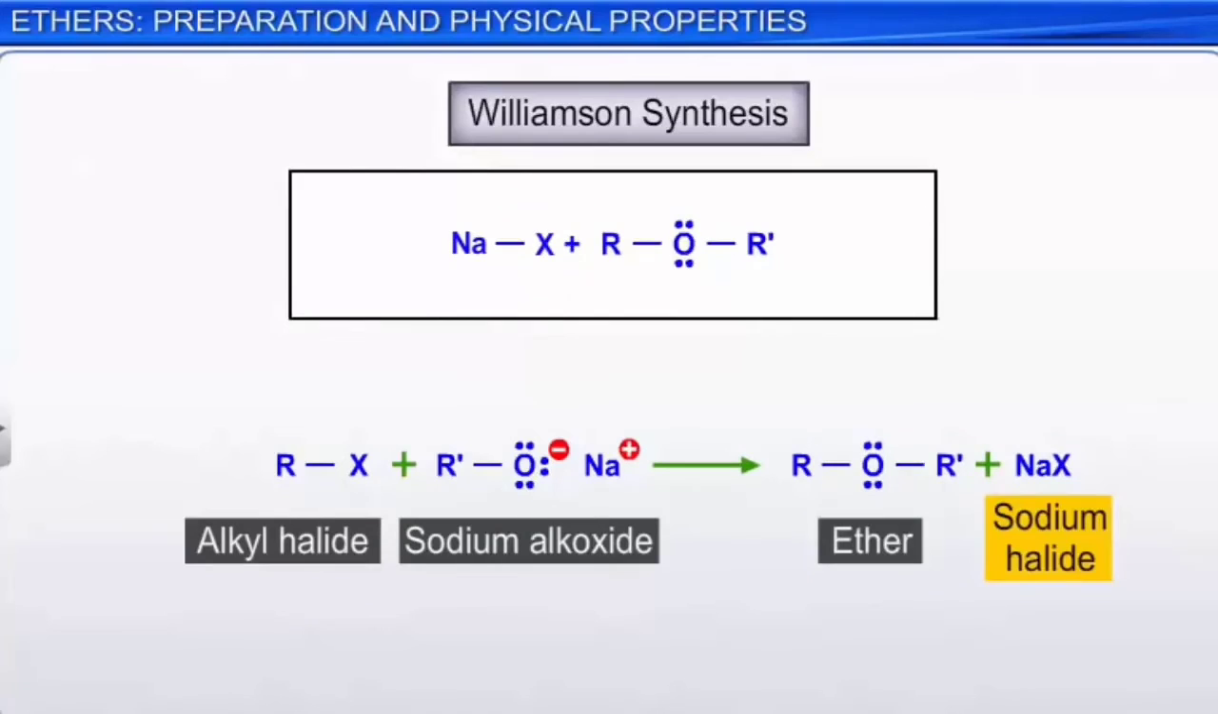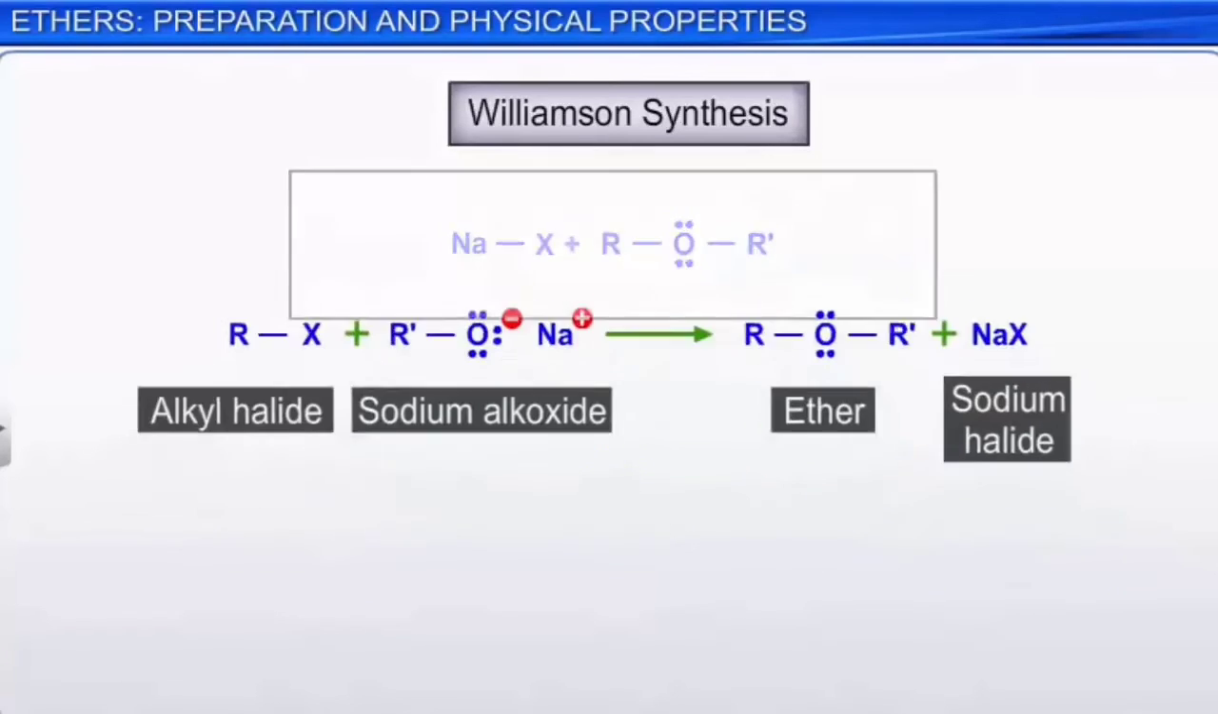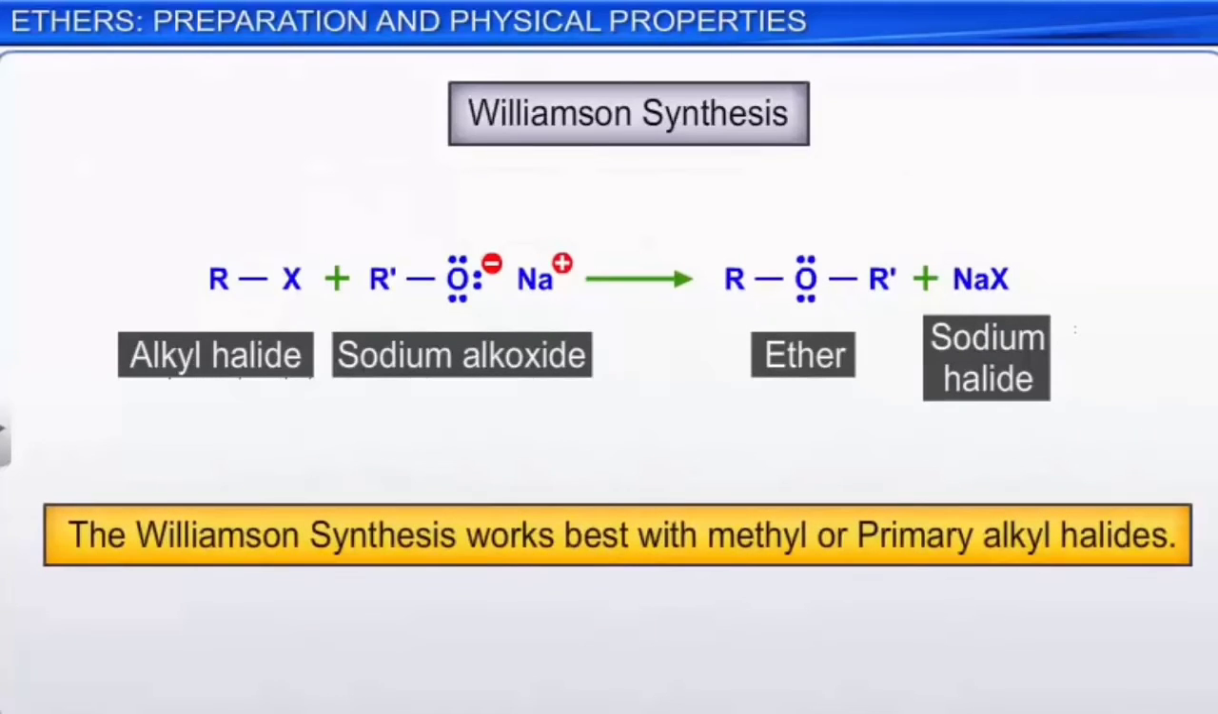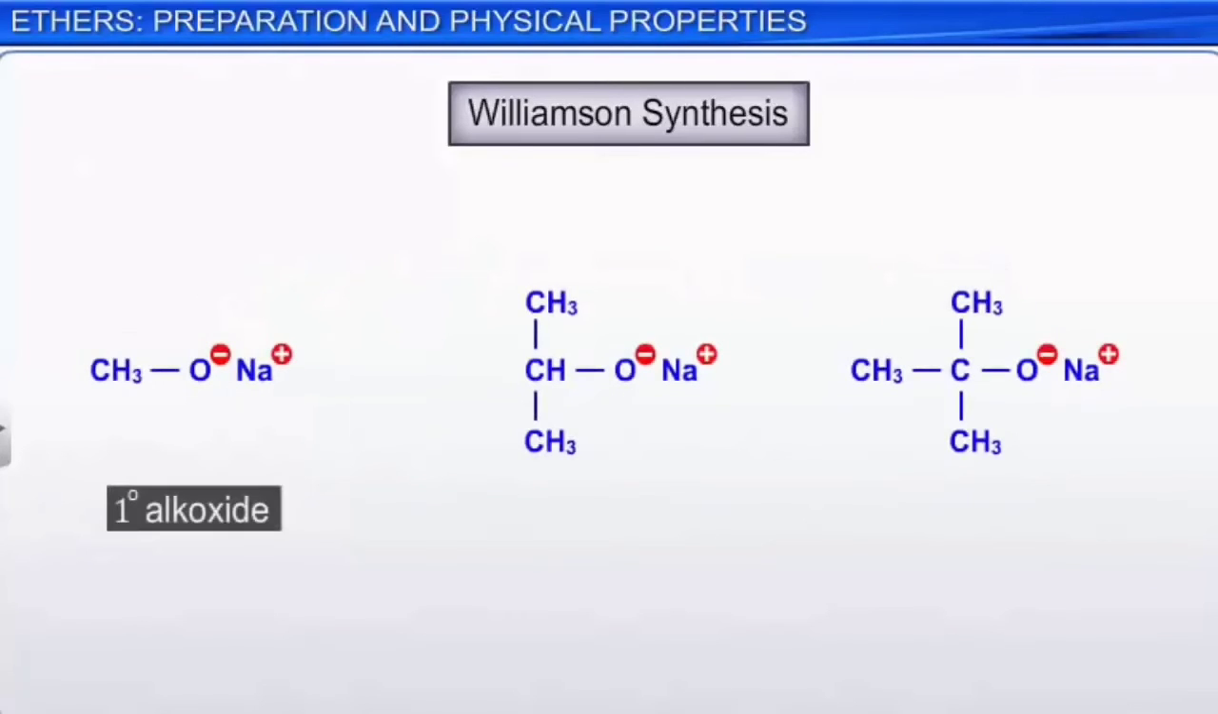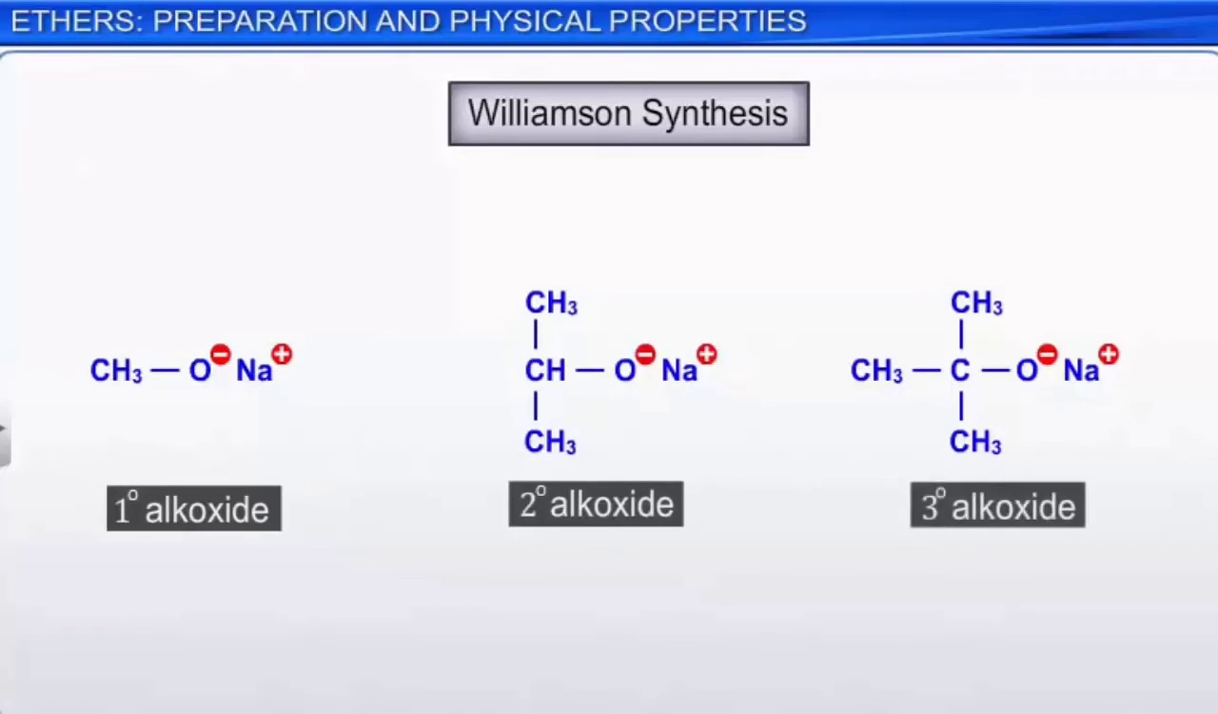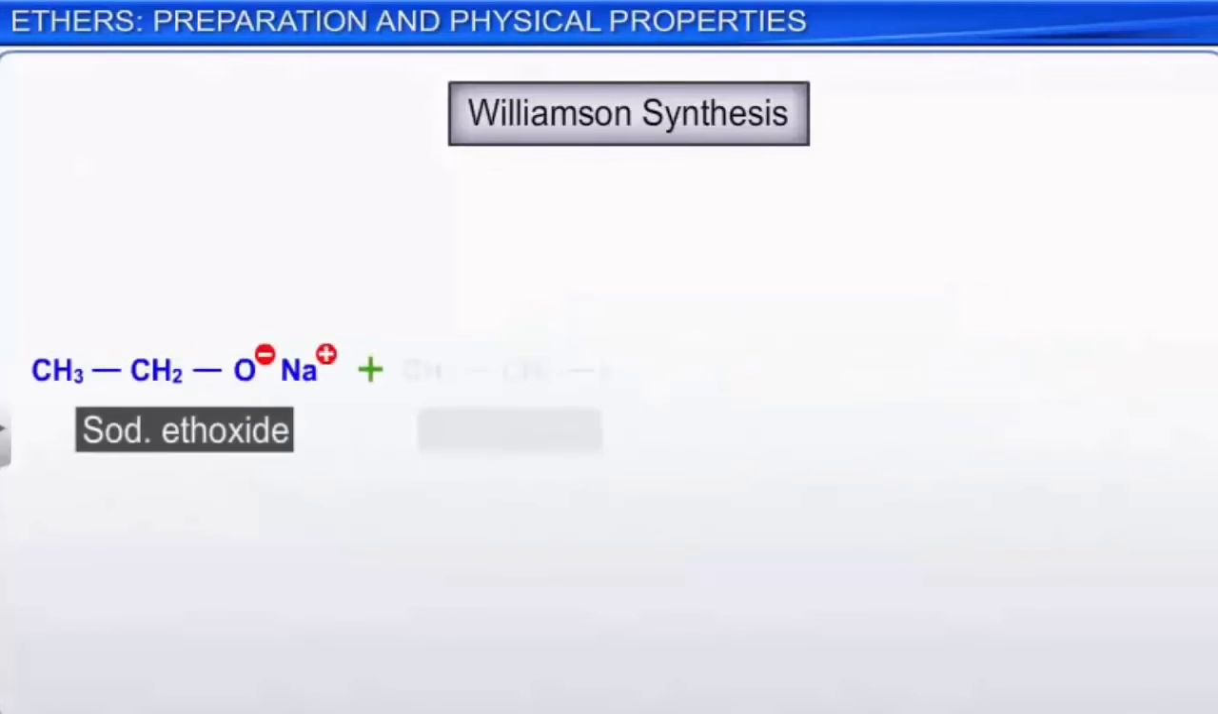The Williamson synthesis works best with methyl or primary alkyl halides. The alkoxide can be primary, secondary, or tertiary in nature. For example, sodium ethoxide reacts with iodoethane to form ethoxyethane, or diethyl ether.